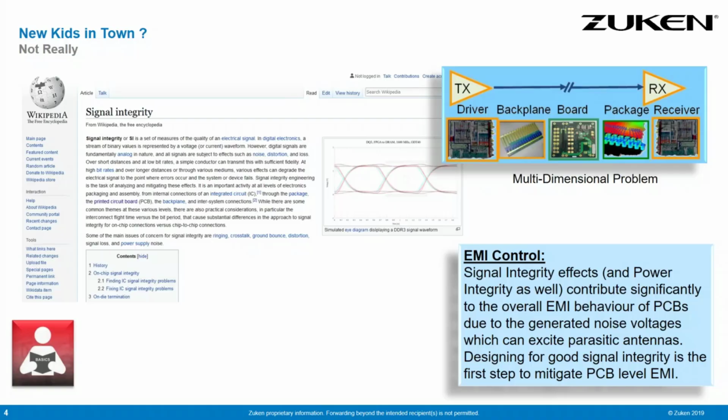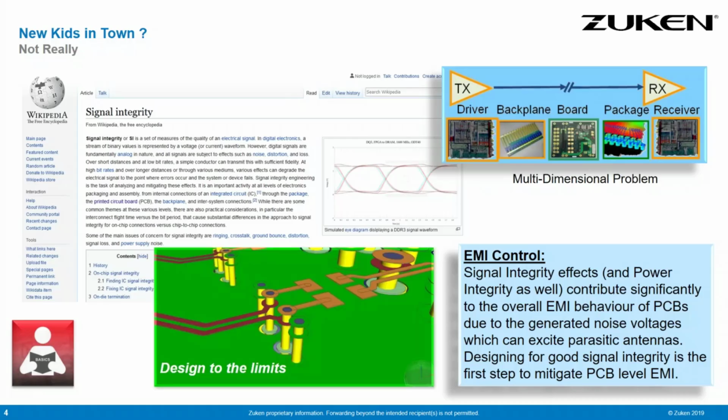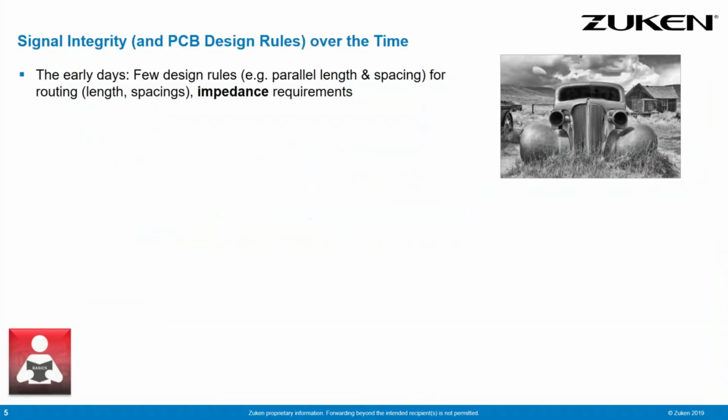Signal integrity has a direct contribution to the EMI behavior, so signal integrity can be seen as a kind of inner level EMC of a board. Both signal integrity and power integrity contribute to the overall EMC fingerprint or footprint of a printed circuit board. So designing for good signal integrity is the first attempt to manage PCB level EMI. And even more important these days is that you are able to design to the limits, to the limit of the form factor, to the limit of the cost allowed for your final product. And there, signal integrity analysis can help as well.